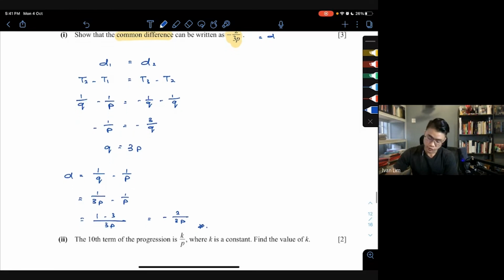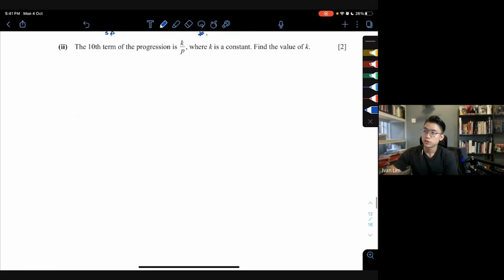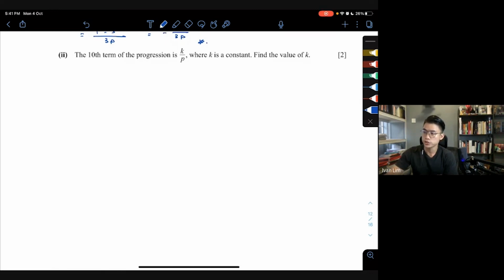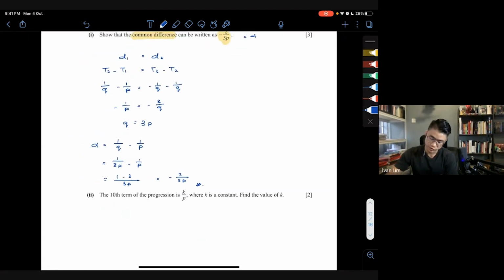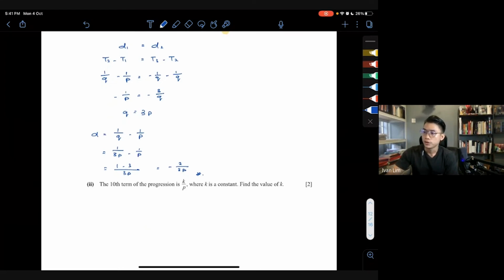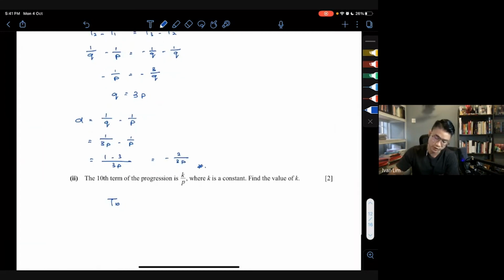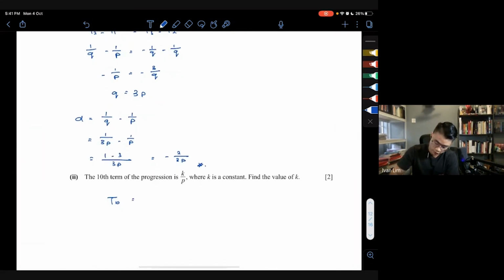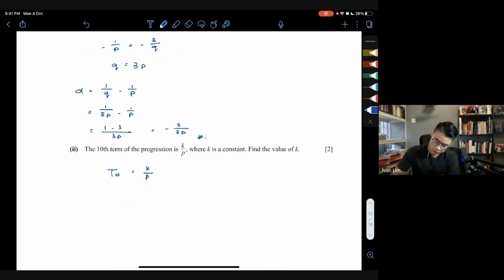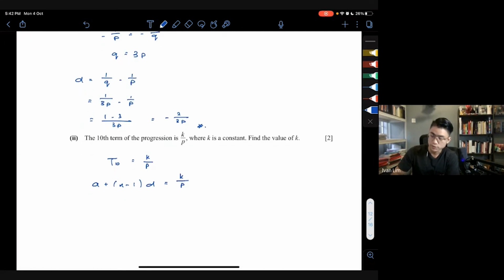All right, next one. The 10th term of the progression is k over p, where k is a constant. Find the value of k. Okay, so I think we need the information above. So 10th term, you can write U10 or T10. I prefer writing T because T is term, equals k over p. What's the formula? A plus n minus 1 d, right? A plus n minus 1 d. That's for finding your T.